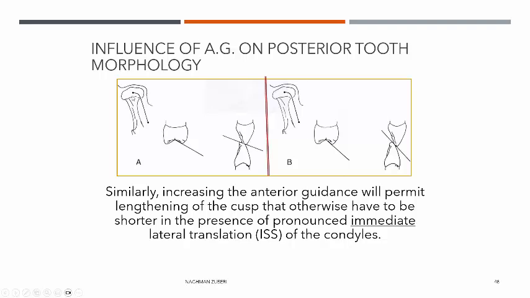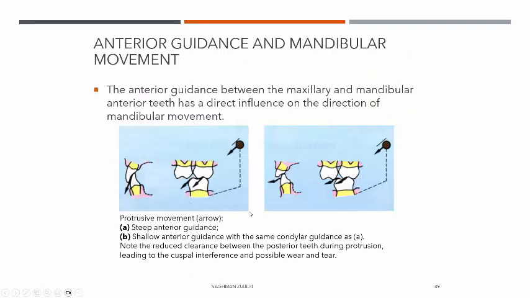As I told you earlier, when there is immediate side shift, it is necessary to have shorter cusp height, but we can play with it. If they are looking unaesthetic, we can decrease that person's overjet and increase that person's overbite, and we can have taller cusps.